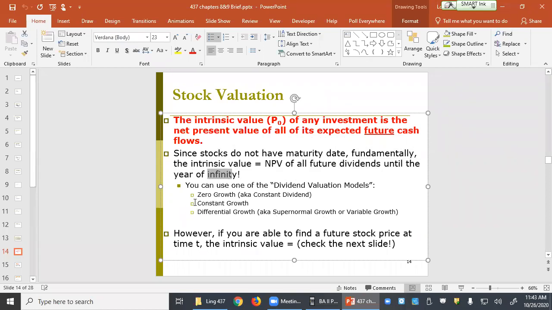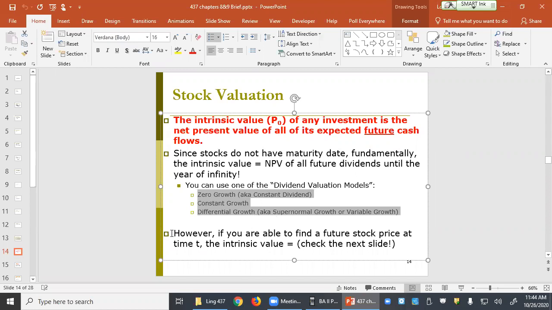But fortunately, if you are able to identify a pattern in the annual dividends, chances are you will be able to use one of the 3 dividend models here to solve for P0, also known as the intrinsic value. We'll have the zero growth model, also known as the constant dividend model. The second model is the constant dividend growth model. The third model is called the differential growth model, or sometimes the supernormal growth model in some other textbooks. But let's look at the easier scenarios.